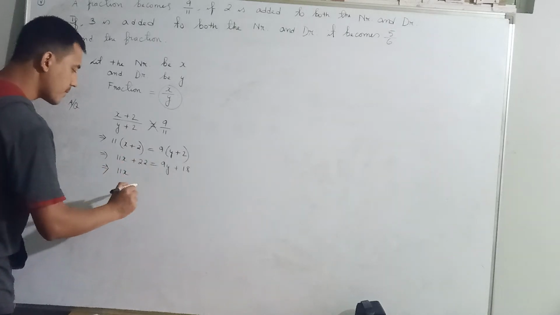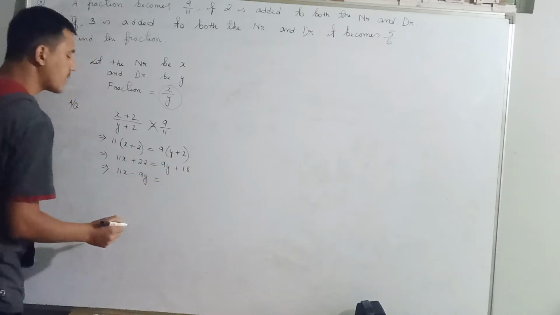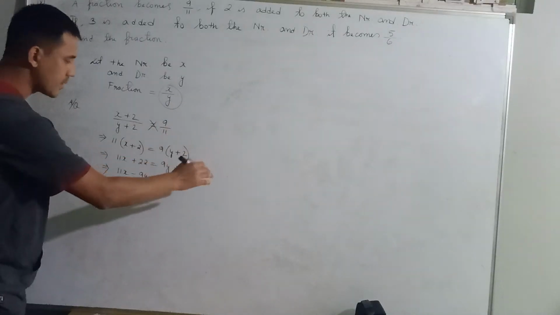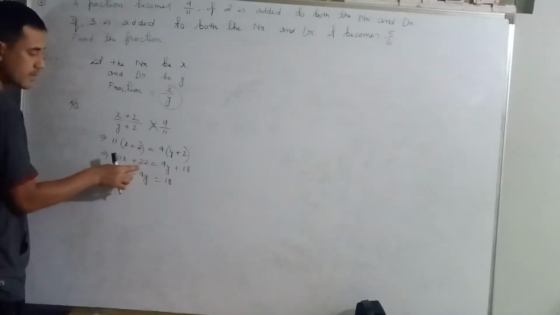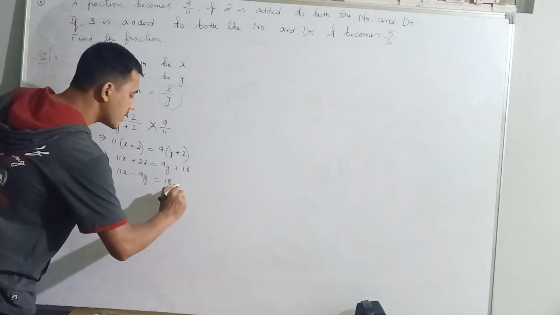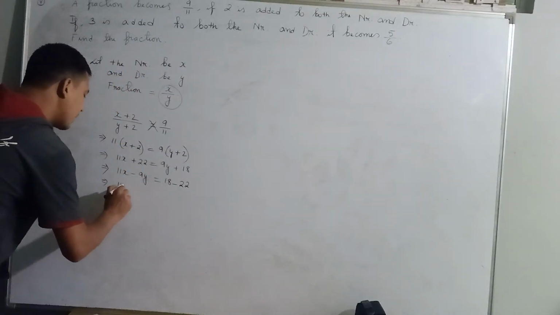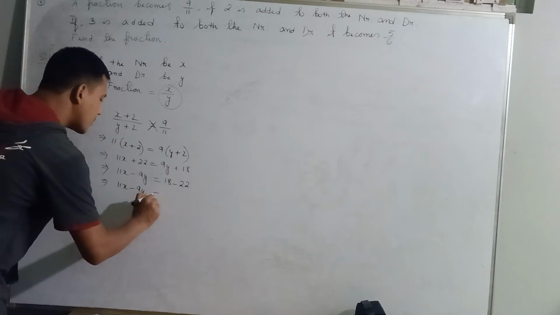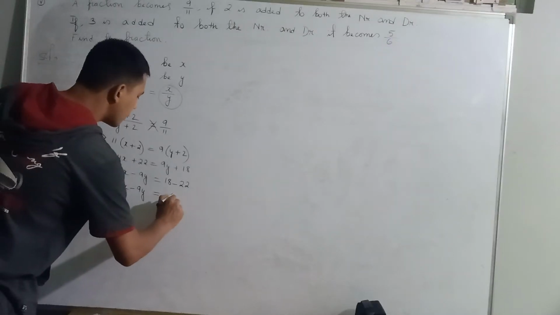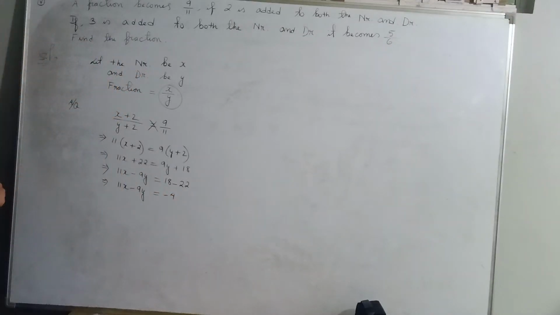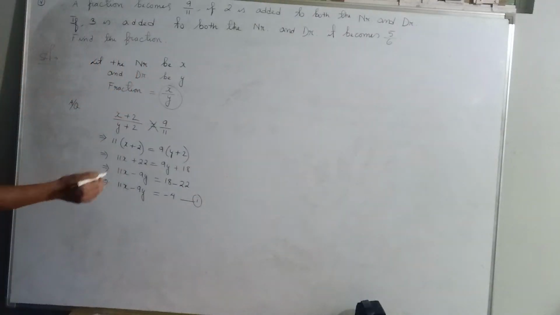So this implies 11x minus 9y is equal to, okay, the constant term we can keep on the right side. So we have 18 on the right side, and there is a constant term 22 on the left side, so we transpose it as minus 22, as it is positive, right? So 11x minus 9y is equal to 18 minus 22, minus 4. So we get a linear equation in two variables. We can make this equation 1. Alright? So we need another equation.